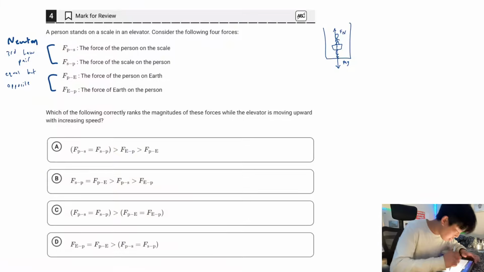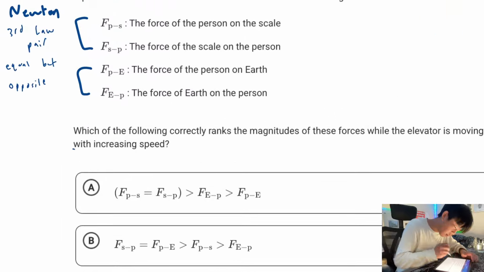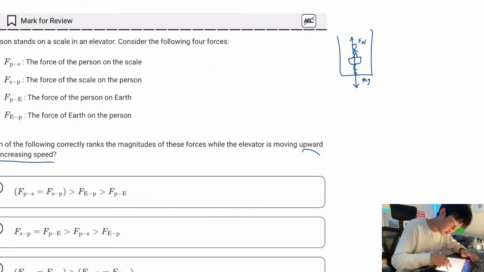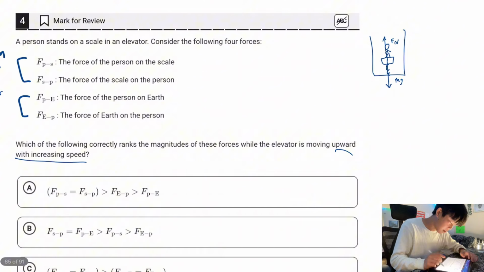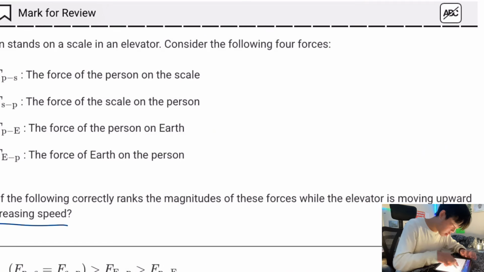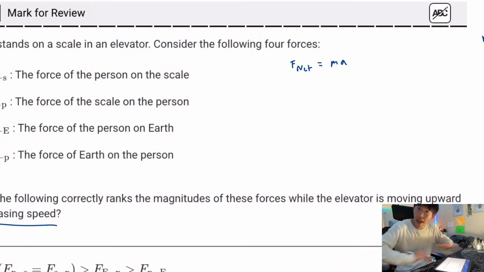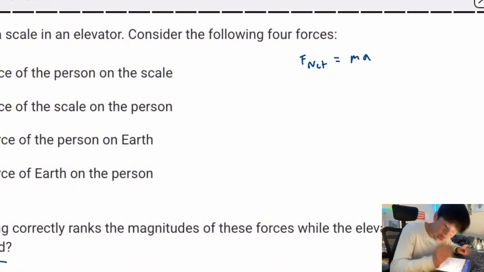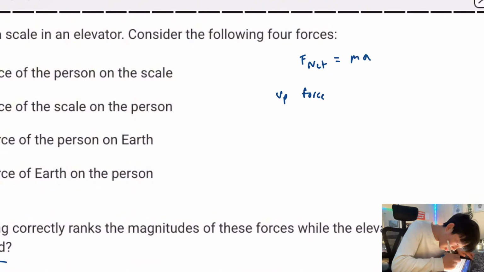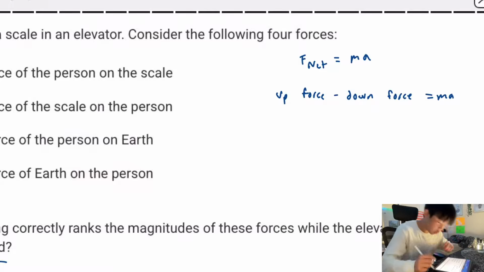Sorry, guys. Anyway, this is talking about how he's moving upwards with increasing speed. So what does this mean? That means there's acceleration. When there is acceleration, you get F net is equal to ma. You need to write that every time. Pay attention to exactly what I'm doing. Because it's moving upwards, the direction of acceleration is upwards, so you put that first. You put the up force minus the down force. It's not going to be the down force minus the up force. It's going to be up force minus the down force. Remember that. It's moving upwards, put that first.